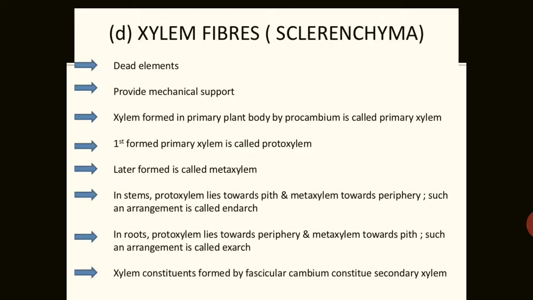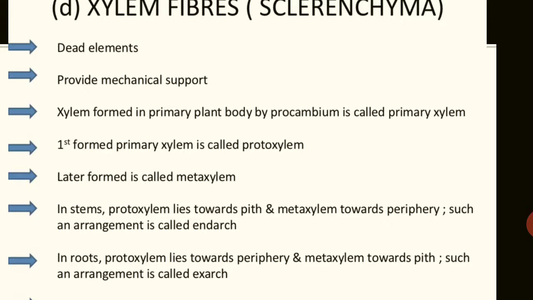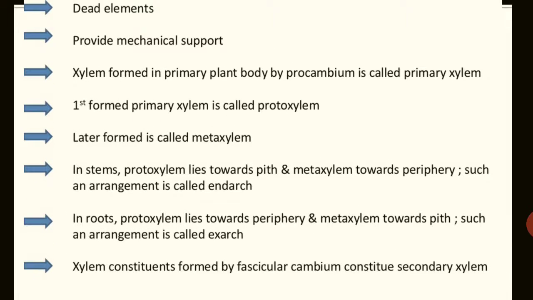The fourth is the sclerenchymatous tissue or cell, composed of the xylem fibers. It is a dead element and it provides mechanical support. Xylem formed in the primary plant by the procambium is called the primary xylem. The first formed primary xylem is protoxylem, then later it is called metaxylem. So two xylems are there, protoxylem and metaxylem. In stems the protoxylem lies towards the pith, meaning towards the center, and metaxylem towards the periphery.